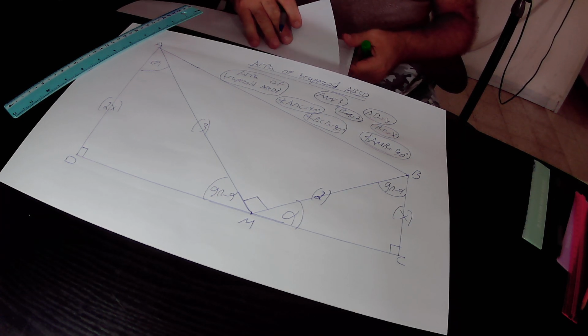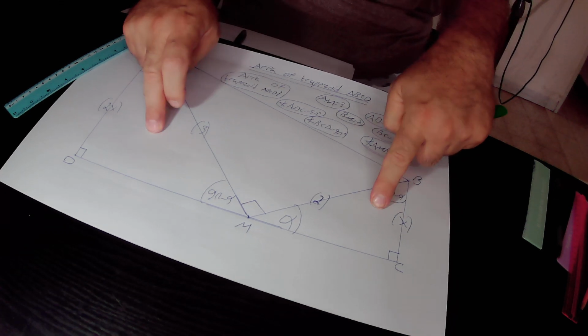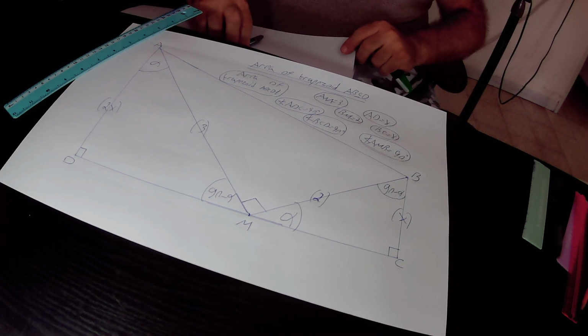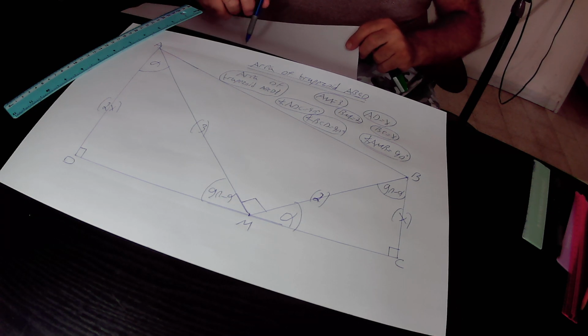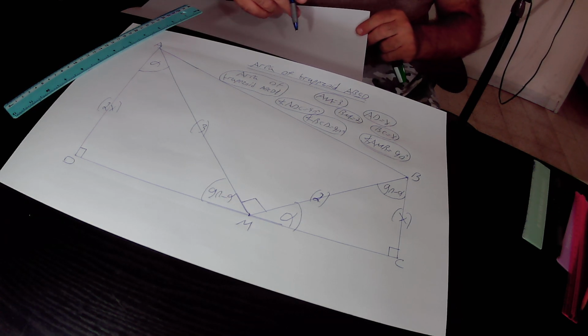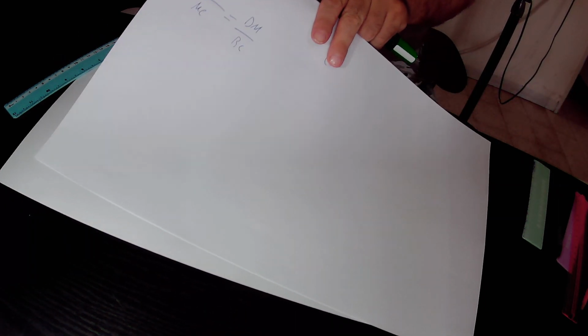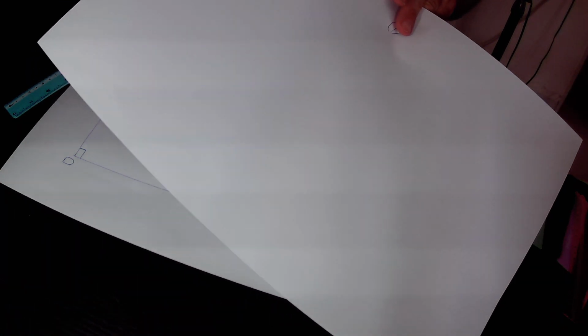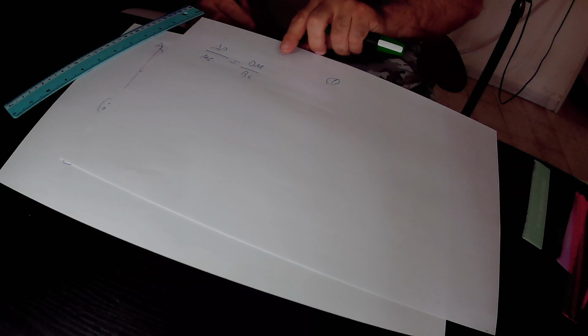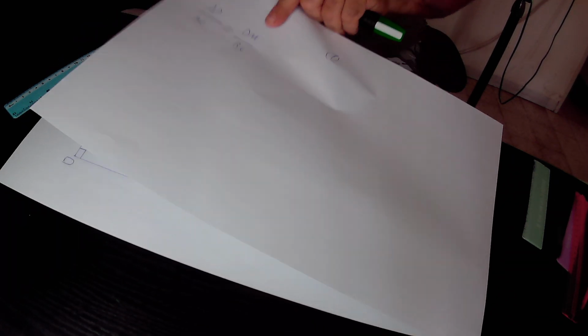And repeat again. From the fact that those two right triangles are similar to each other, we derive that the following relationship exists between their sides. Side AD of the right triangle ADM over side MC of the right triangle MCB is equal to side DM of the right triangle ADM over side BC of the right triangle BCM.